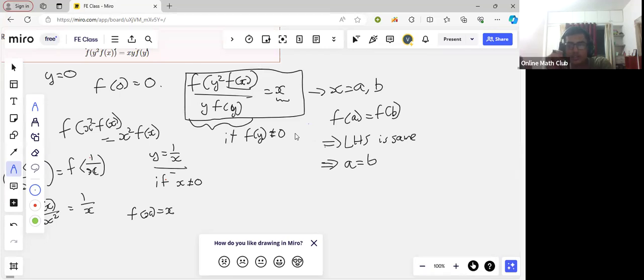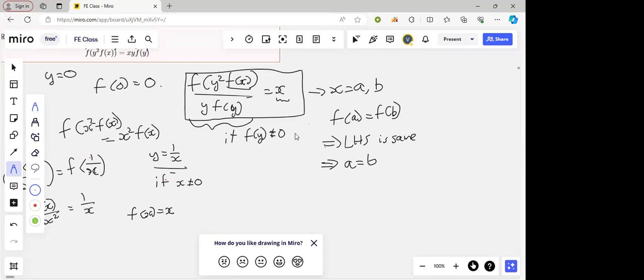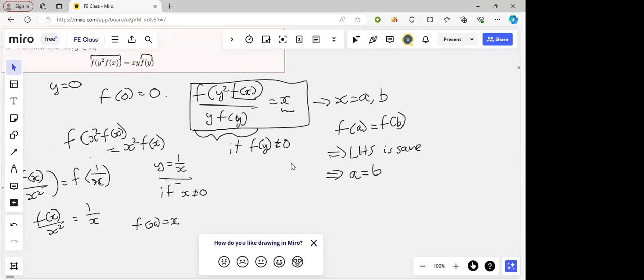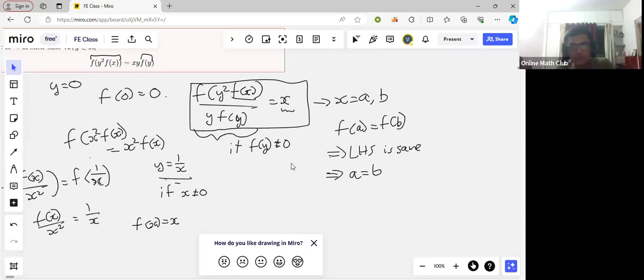This is clear, right? So this is one very common idea in proving injectivity. It's like when you can get some variable in terms of only f of it.